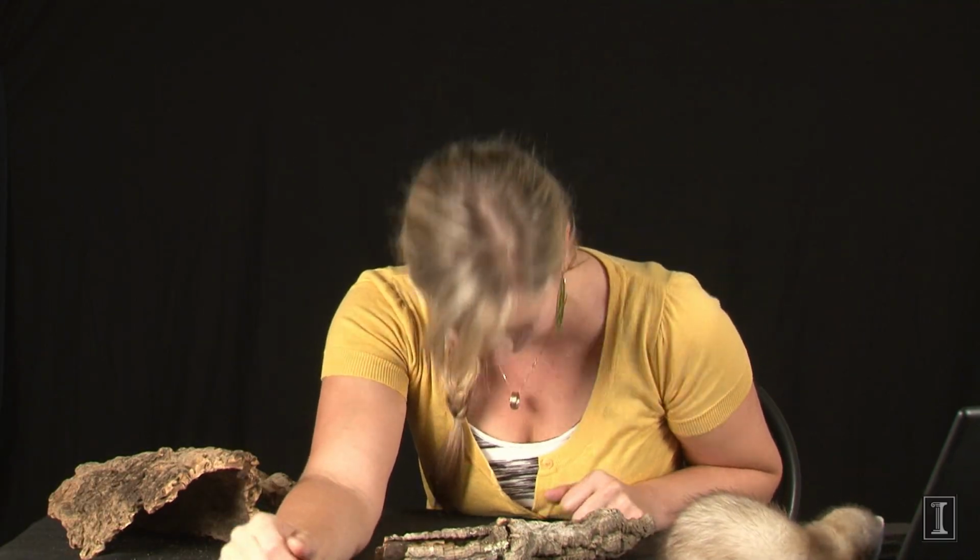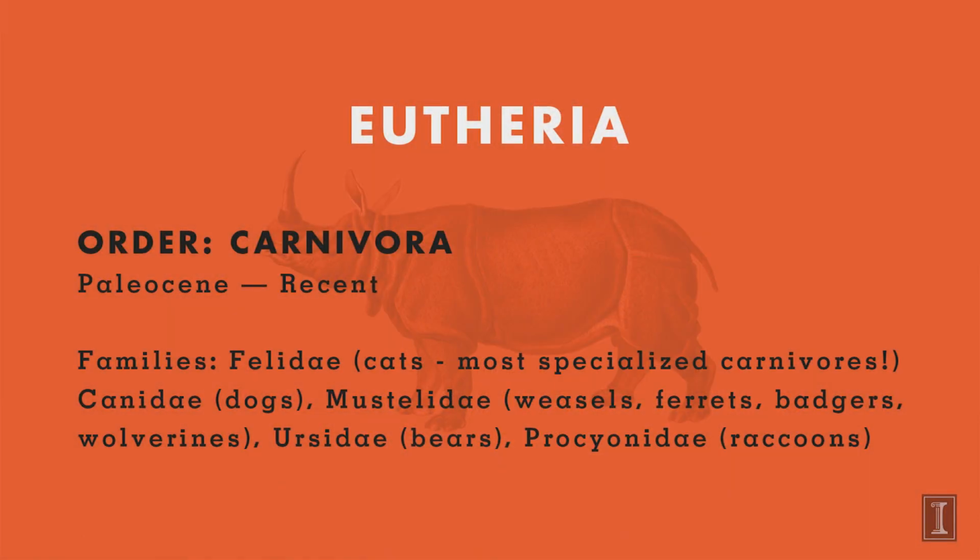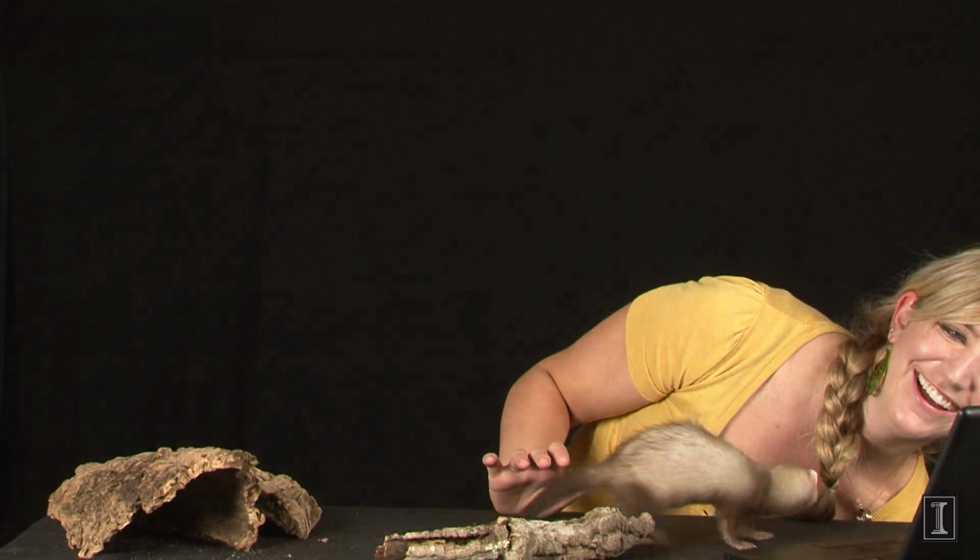Another family in the order Carnivora is the Ursidae. Are they all right? I feel terrible. Okay, another family in the order Carnivora is Ursidae, and those are your bears. And the last one is Procyonidae, your raccoons, which he kind of looks like with his mask, I suppose. But that's the last group of families in the order Carnivora.